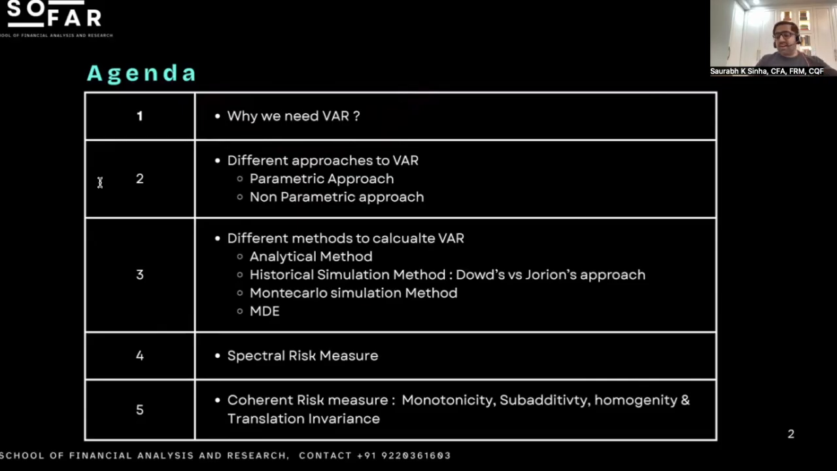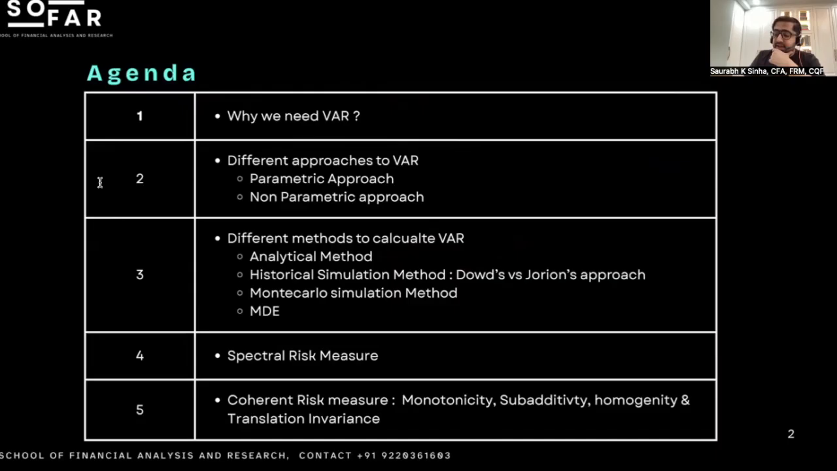So first we'll try to understand why we need VaR. Then we'll look at the different approaches to VaR. At a high level, what are the two different approaches? One is parametric, another is non-parametric. Then in parametric and non-parametric, there are different methods to calculate VaR, that is analytical VaR and the historical simulation method. Even in the historical simulation method, it's not given in FRM Part 1 or CFA Level 1 or Level 2. It is given in FRM Part 2. There are two approaches, not written anywhere in the book. One is Dowd's approach, another is Jorion's approach.